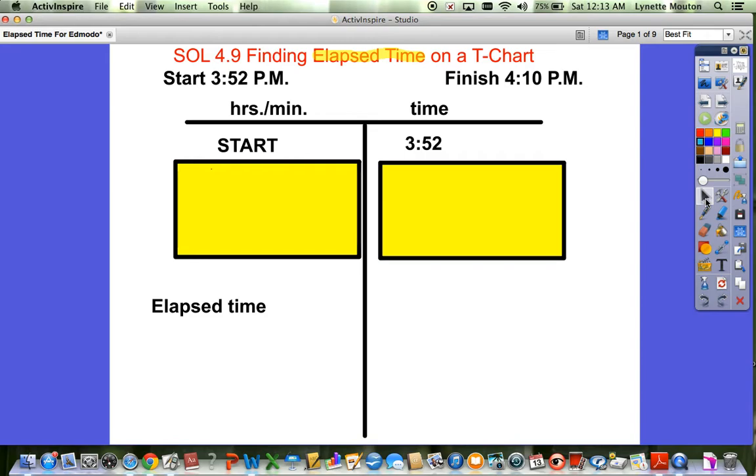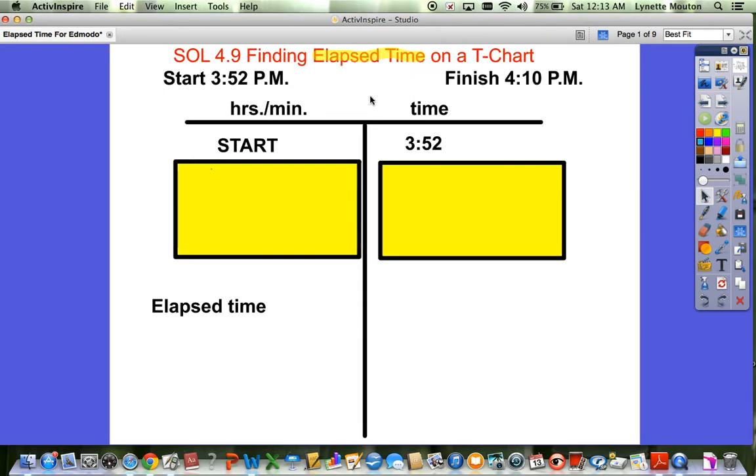So if we're looking for the time that's passed or gone by, we need a start time, which is right here, 3:52 p.m., and a finish or end time, which is 4:10 p.m. Remember, it can appear as finish or end, so get used to seeing those two interchangeably. Basically what they're asking us to do is find out how much time has passed from 3:52 p.m. to 4:10 p.m. How much time is that?